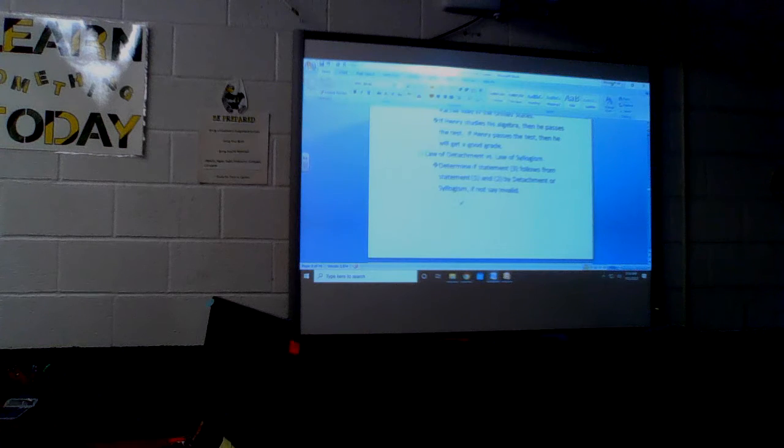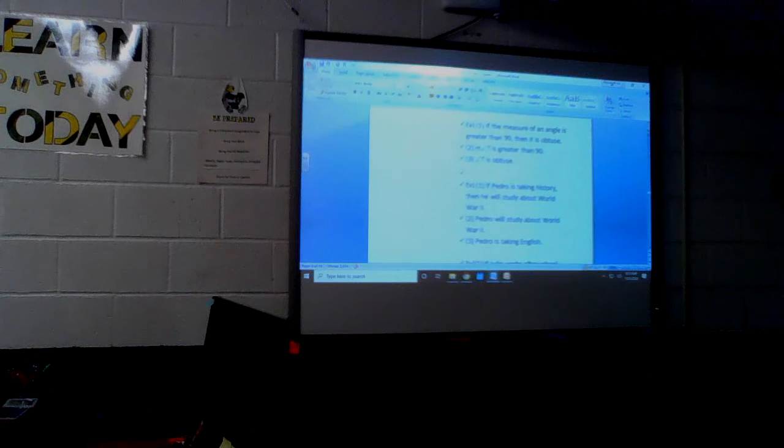So, the last part. Now we're going to try to be specific and say which form of deductive reasoning we're doing here. Okay, so determine if statement 3 follows from statements 1 and 2 and by which measure. Okay? So, statement 1, if the measure of an angle is greater than 90 degrees, then it's obtuse. First off, true or false? Everybody agree? Okay.